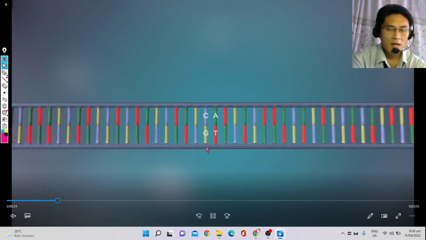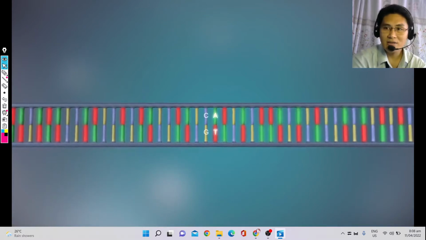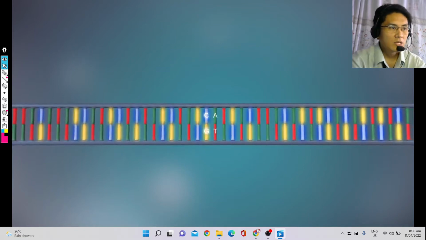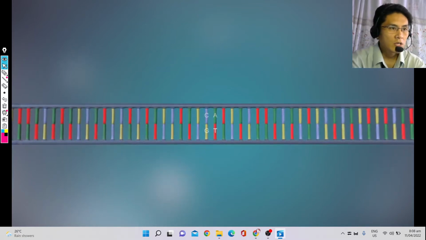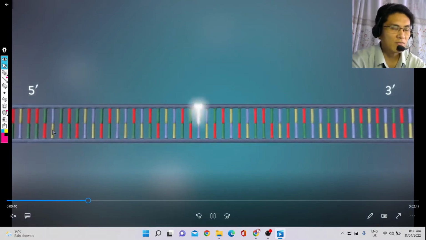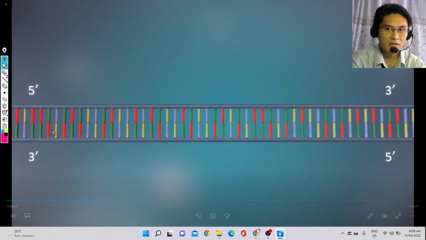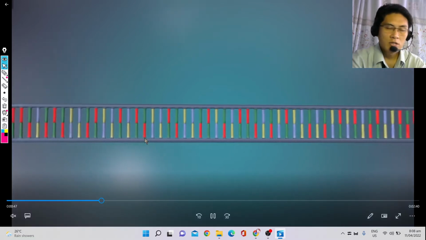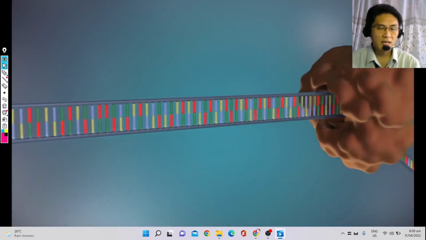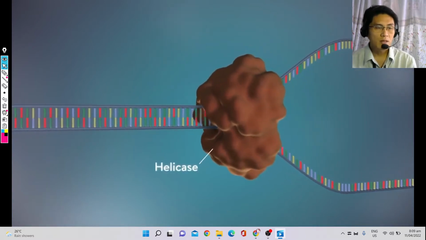Now, if you remember, the DNA is double-stranded, and again, it's anti-parallel, meaning one strand goes in the opposite direction as the other strand. So in this case, we can see that this upper strand is the 5' to 3' end if you go from left to right, and then the bottom strand is 3' to 5' again if you go from left to right. So in DNA replication, what happens at the start is, again, you have the enzyme helicase, and the helicase kind of splits the DNA into two.